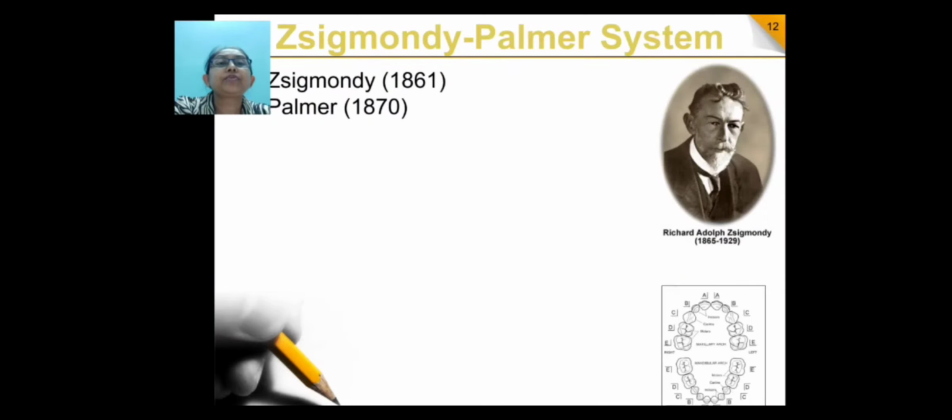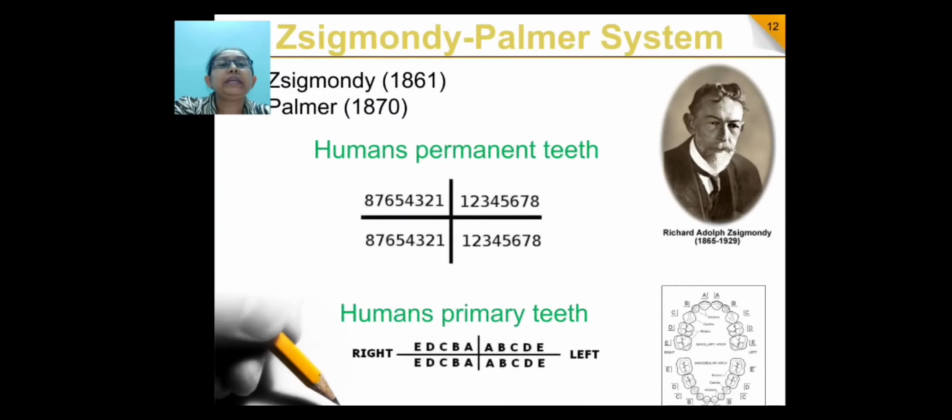So let us come to the individual tooth numbering systems. First of all is the Zsigmondy-Palmer system. It was Adolphe Zsigmondy in 1861 who came up with the first comprehensive system of tooth numbering, 1 to 8 on each side. He gave it with a vertical and a horizontal line. This numbering system was given only for the permanent teeth.